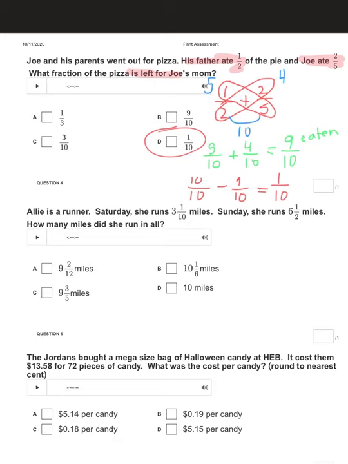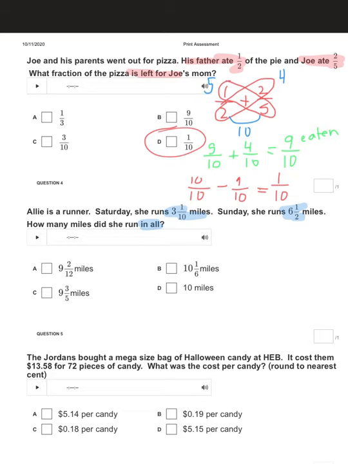Now we have Allie. Allie is a runner. Saturday, she runs 3 1/10 miles. Sunday, she runs 6 1/2 miles. How many miles did she run in all? So we've got 3 1/10, 6 1/2, and in all means we're going to be adding these.